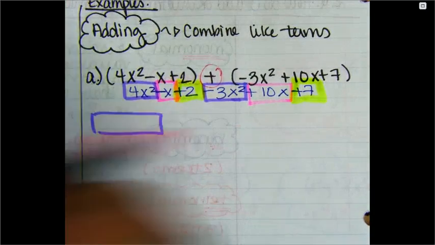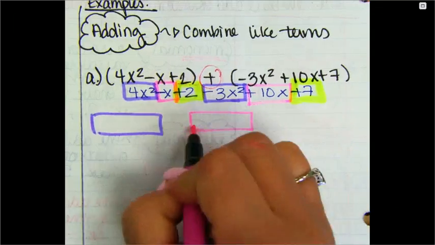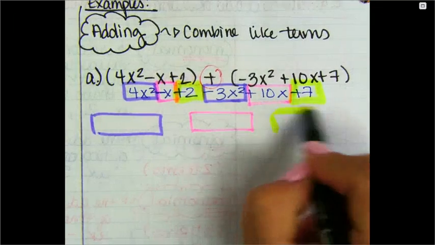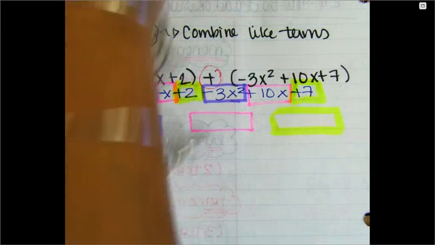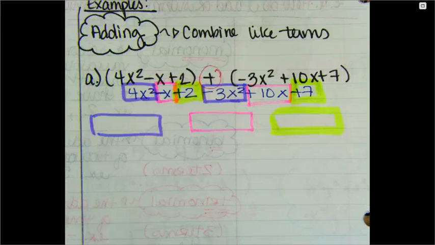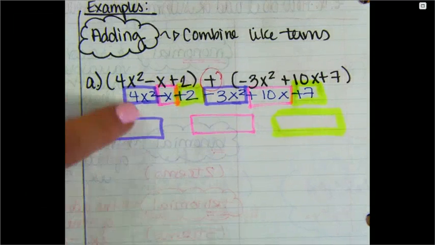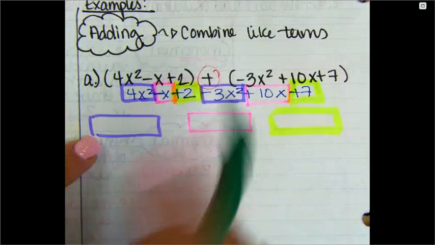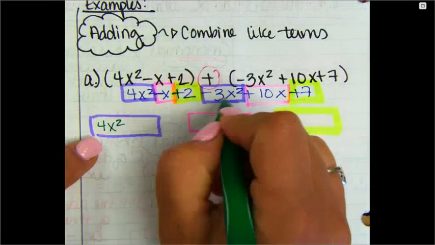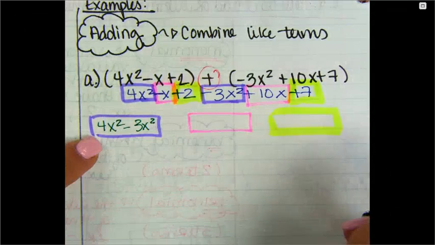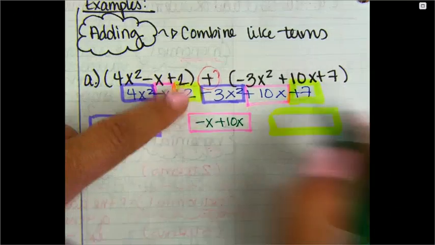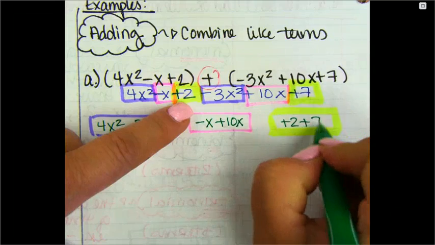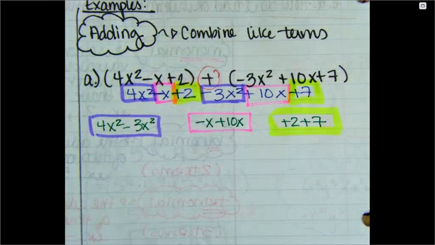I'm doing this next step mainly for this problem right here, so we can see the progression. I'm going to rewrite it. I'm going to put the purple ones in this purple box. So we have 4x squared, and we had negative 3x squared, yes? Then we had negative x and positive 10x. Then we had positive 2 and positive 7. All I did was rewrite it so they're grouped up together. Okay?